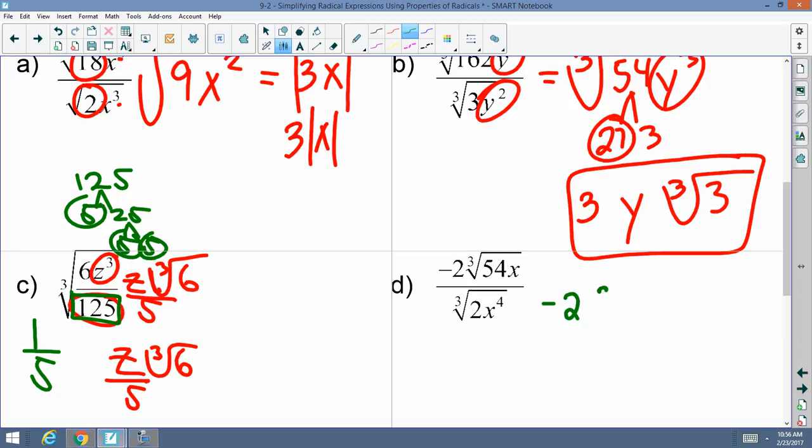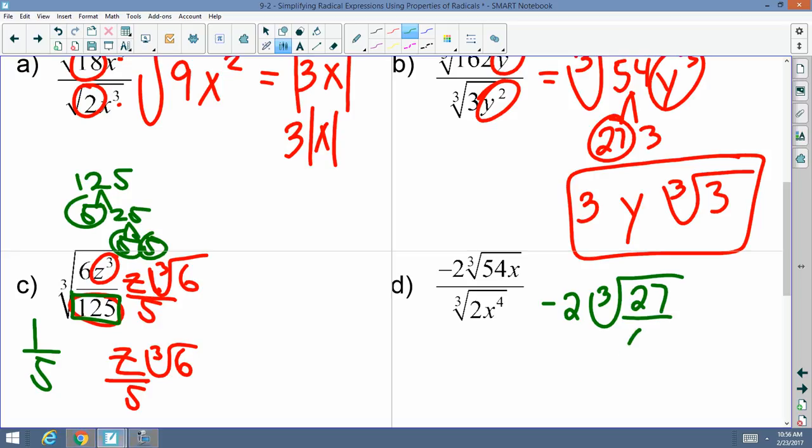Then what do I got, guys? What's the cube root of 54 divided by 2? 27, right? Now, how about this, though? I got x over x to the fourth. So what's that going to be?